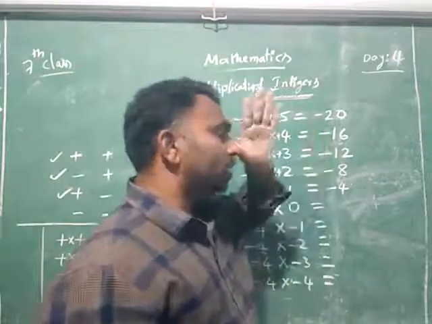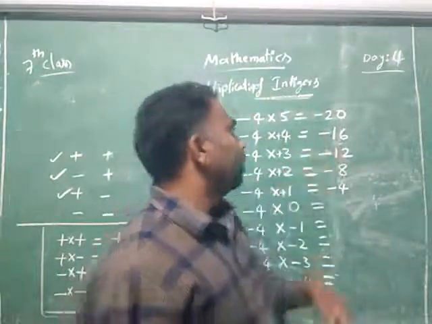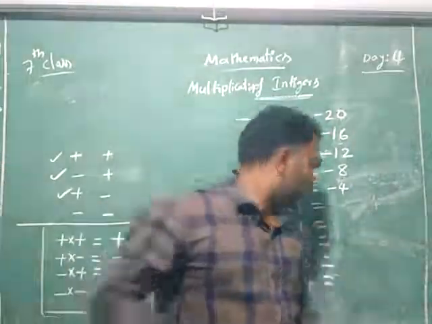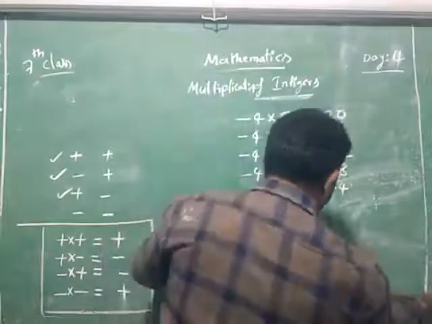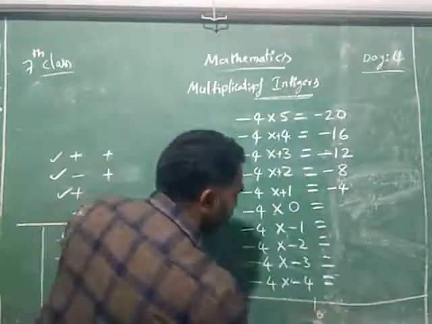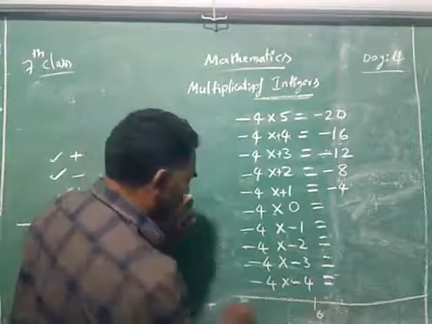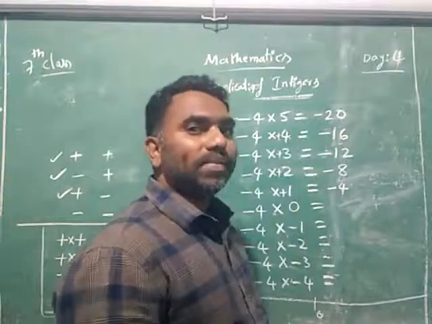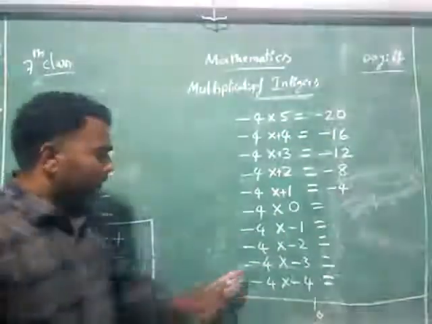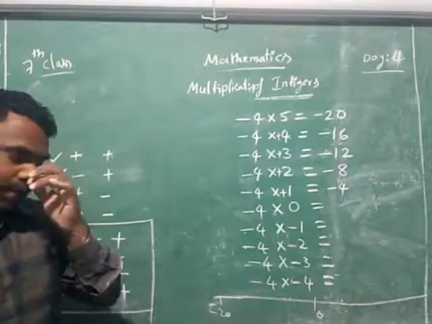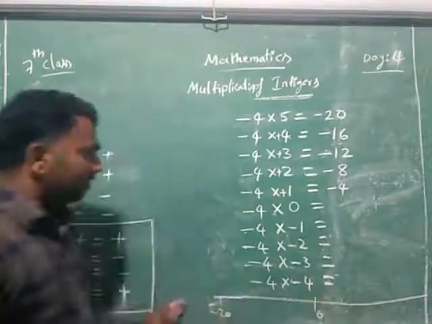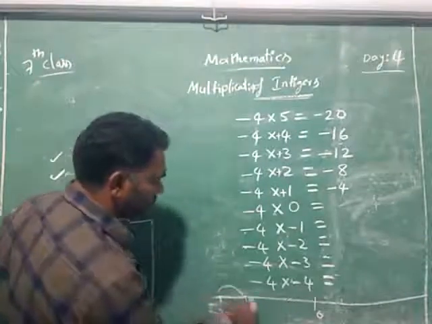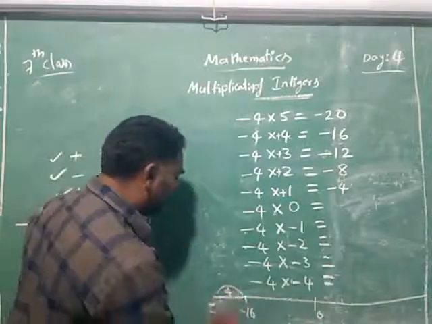What is the answer sequence? Observe how the answer is following. First number, minus 20. You know the number line pattern. Where will minus 20 be? 0 is here, so minus 20 is on this side. Now the next answer is minus 16. Where does it move, forward or backward? Yes, it is going forward. Minus 16 will be this side, 4 steps forward.